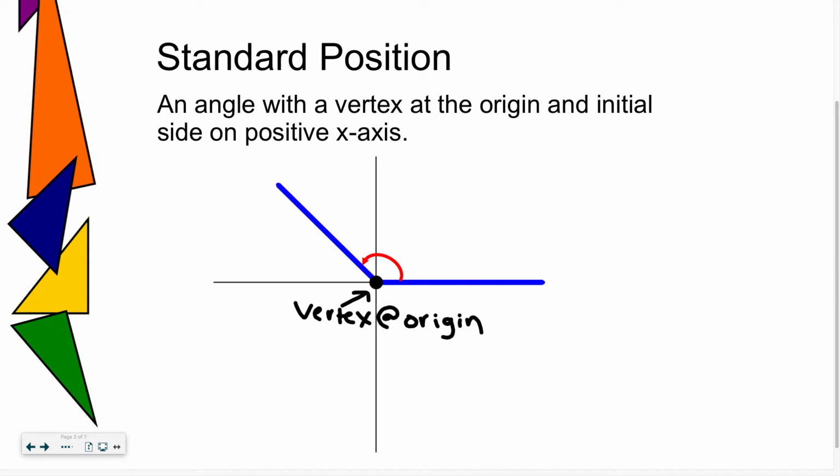Then you have what we call an initial side. The initial side always goes towards the positive x-axis. If you're drawing an angle in Algebra 2, it will always go to the right on one of its sides. The other side is what we call the terminal side, and this is where I start opening up my angle.